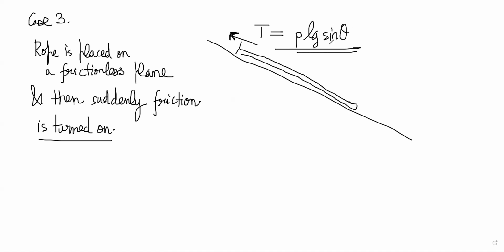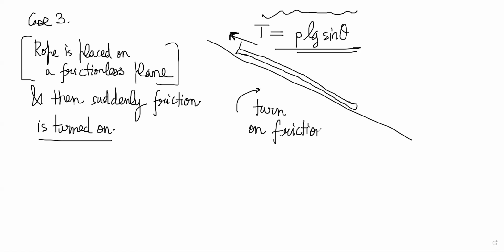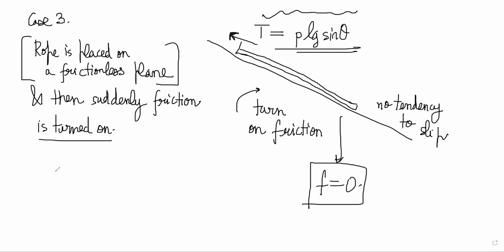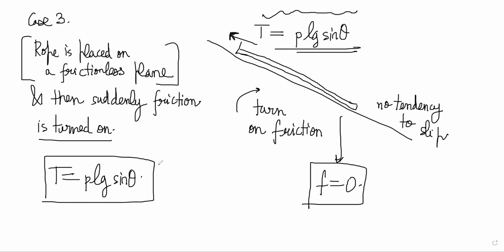Right? Let's say you have placed the rope on a frictionless plane. That time, what is the tension? Suppose that it was frictionless. Tension was this, right? And now you turn on friction. Even if you turn on friction, right now the rope has no tendency to slip because the tension is clearly balancing the downward force. So since it has no tendency to slip, friction that acts right now will be zero, right? So therefore, in this case, the tension would be rho Lg sine theta, that's it. It will not even have any other component, right?